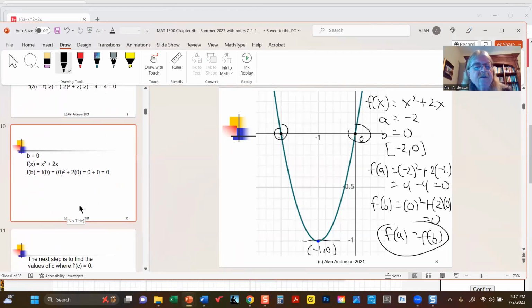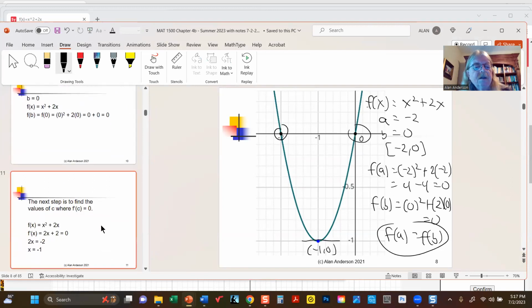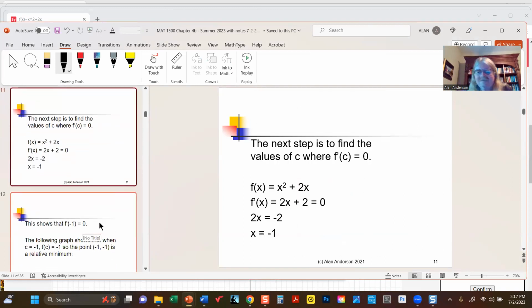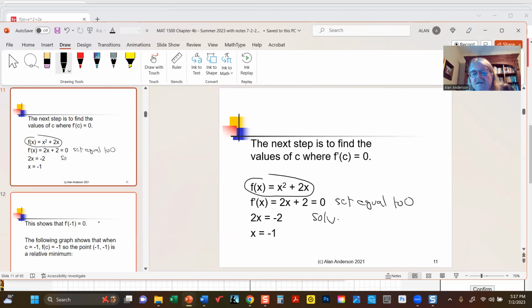We'll take the first derivative and set it equal to 0. Using the power rule, we end up with f prime of x equals 2x plus 2. Set that equal to 0 and solve for x. And we're all set. X equals -1. So this is our critical value.